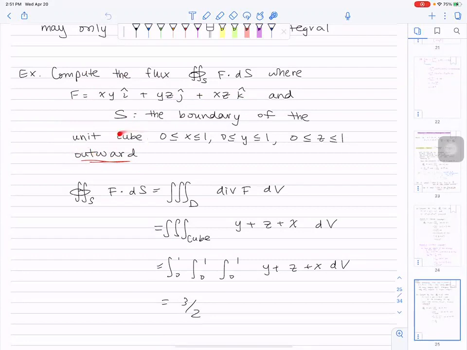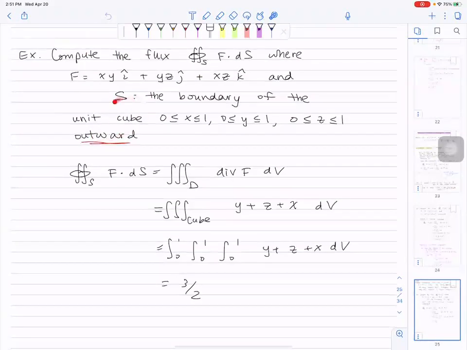So we see that it's a closed shape, a cube, which means we probably want to use Gauss's theorem. What does Gauss's theorem say? The integral of F dot dS is the triple integral over your region, where your integrand is the divergence. So what is our function? Our function is xy i plus yz j plus xz k. The partial with respect to x of the first thing is y. Partial with respect to y of the second thing is z. Partial with respect to z of the last thing is x. And so we have this triple integral of y plus z plus x.